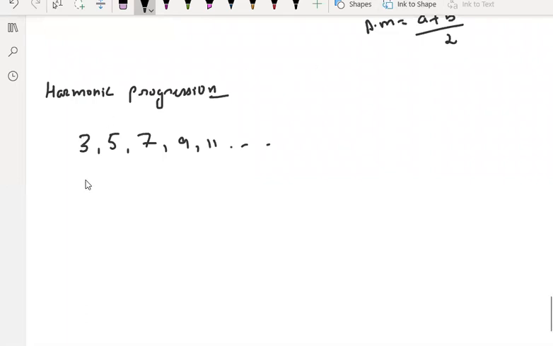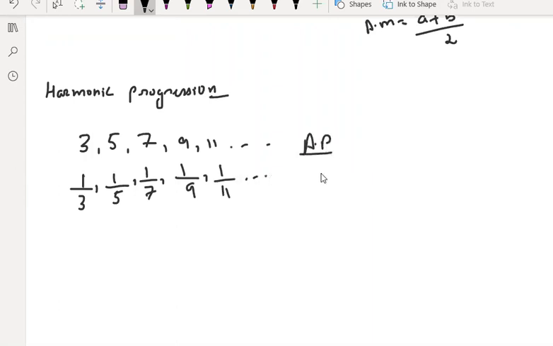Now, if you talk about this sequence, if it is AP, then this sequence is your harmonic progression, HP. As simple as that. So what is harmonic progression? Harmonic progression is a progression whose reciprocals are in AP, right?